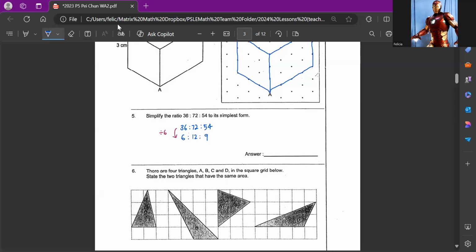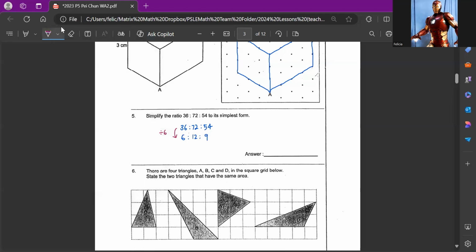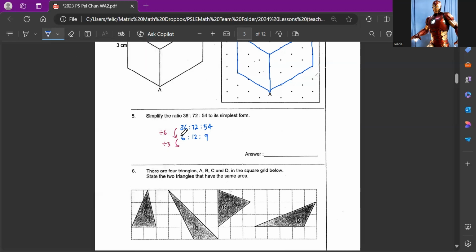Divide by 6, this will be 9. Now check if you can still divide further. In fact, you can still divide all of these by 3. Actually, if I had observed earlier, which I didn't, I could have divided all these original numbers by 18 straight away. The highest common factor will be 18 because 6 times 3 is 18. So all of them can be divided by 18.